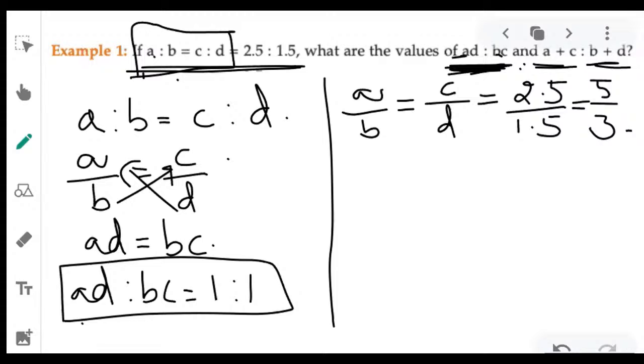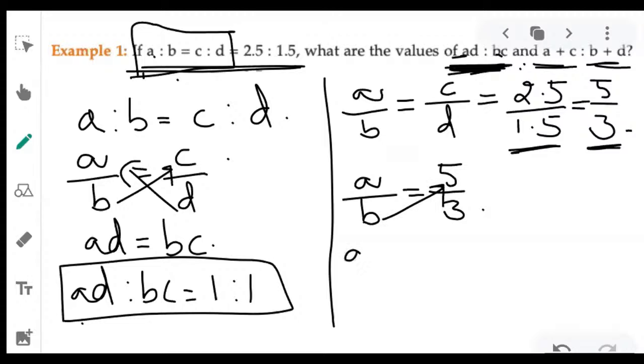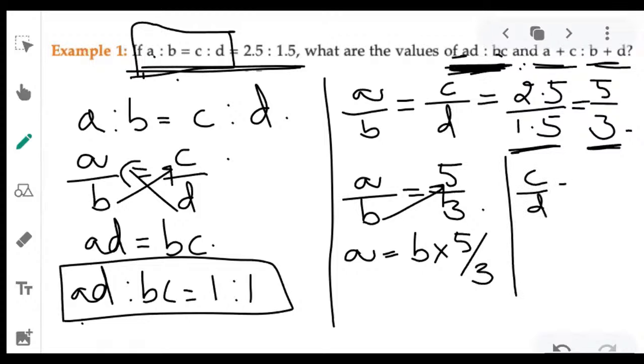Mamta? Yes, ma'am. Did you understand how we came from 2.5 divided by 1.5 to 5 by 3? Yes, ma'am. All right, super. So when you do individual ratios, if you take A by B is equal to 5 by 3, if I cross multiply, A is equal to B into 5 by 3. Same goes for C by D also. C by D is equal to 5 by 3. So C is equal to D into 5 by 3. Now I have A and C separately.